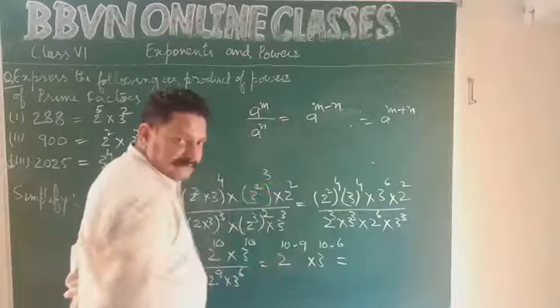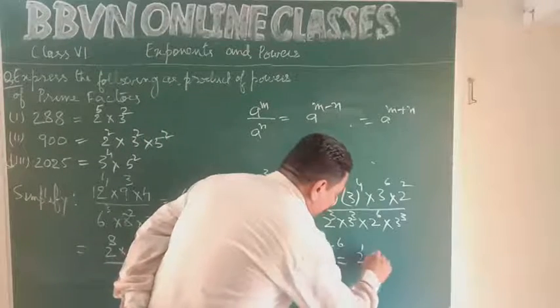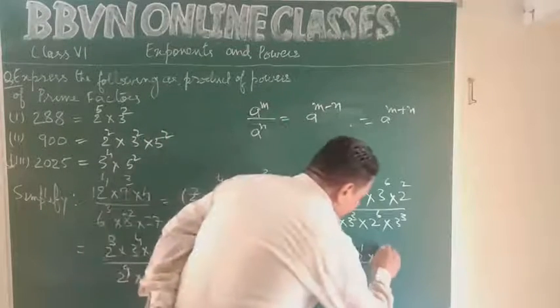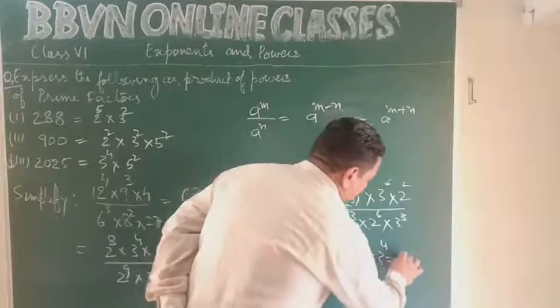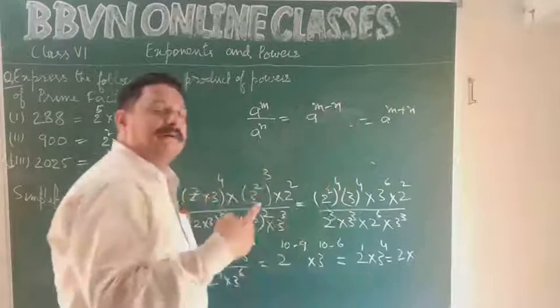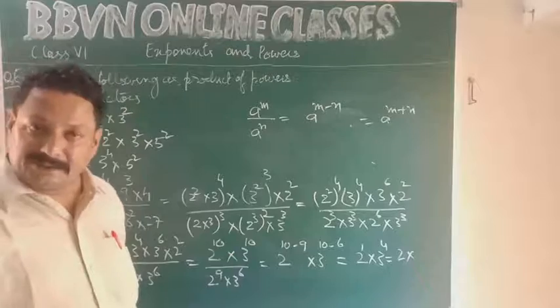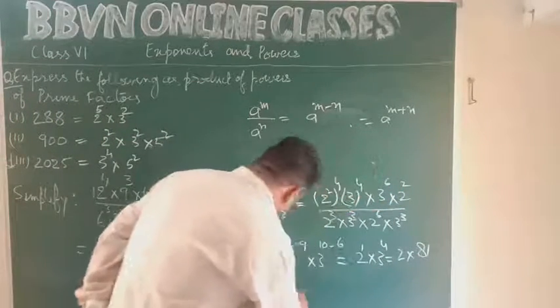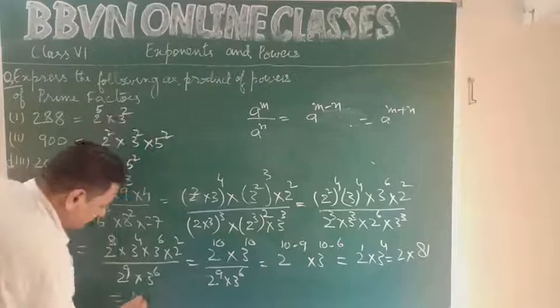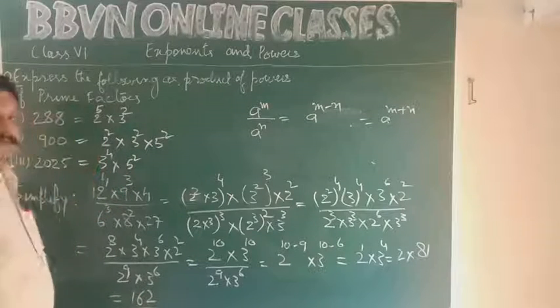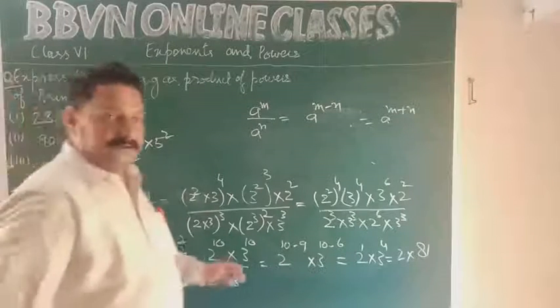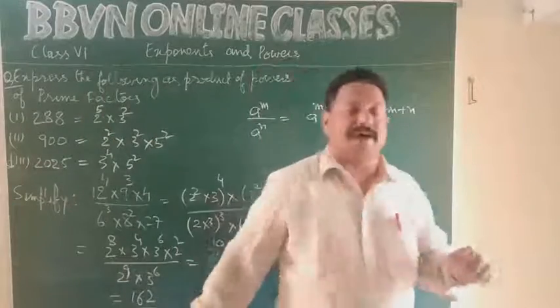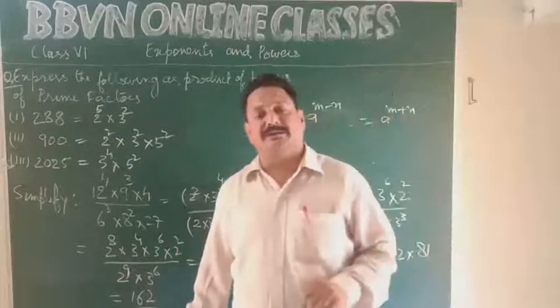2 power 10 minus 9 is 1. 2 power 1, 3 power 4. 2 power 1 is 2. 3 raised to the power 4. 3 into 3, 9 into 3, 27 into 3, 81. 2 into 81, 162. This is the final answer. Right, children? So in this way, try to solve as many questions as you can from your NCERT exercises.